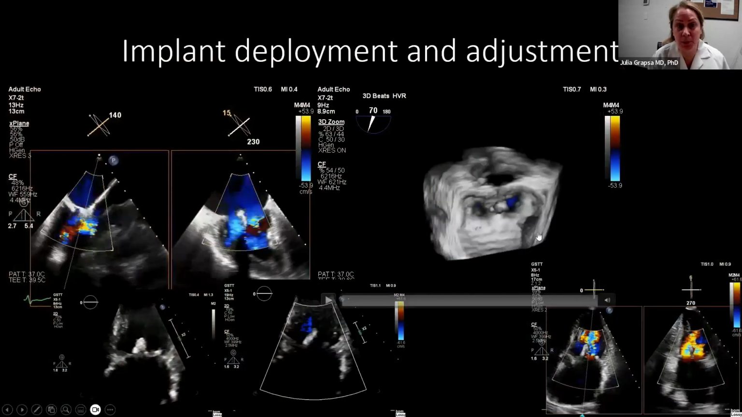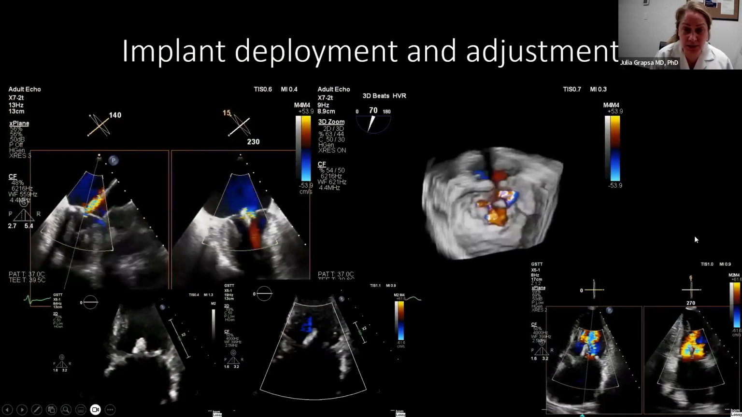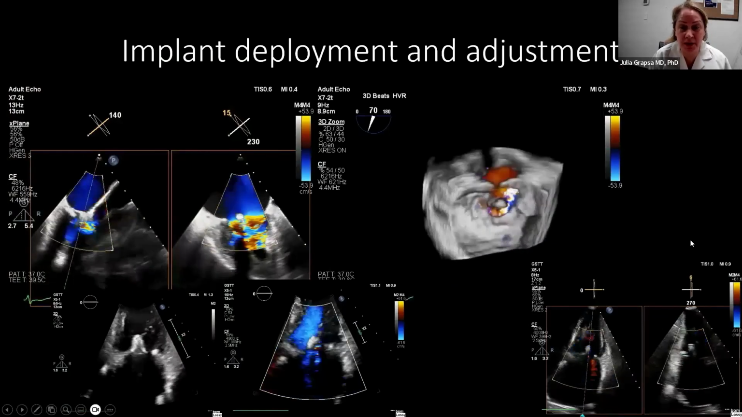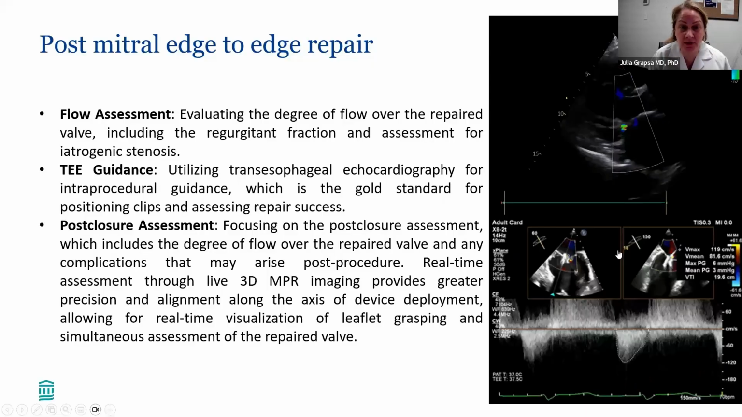Now we deploy the implant and then we adjust it in order to have the best possible outcome, and of course not to create any significant stenosis after the implantation of the edge-to-edge repair device. Now we are looking, importantly, at the flow assessment, so we definitely make sure that there is no iatrogenic stenosis.